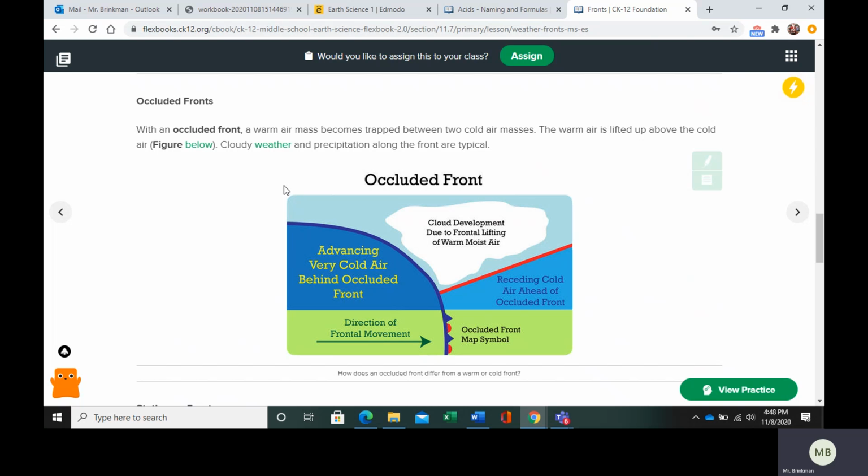Next, we have occluded fronts. So this is when a warm air mass gets trapped between two cold air masses. All right, so we can see here. The warm air is going to be lifted up above the cold air, and then we get cloudy weather and precipitation along the front.